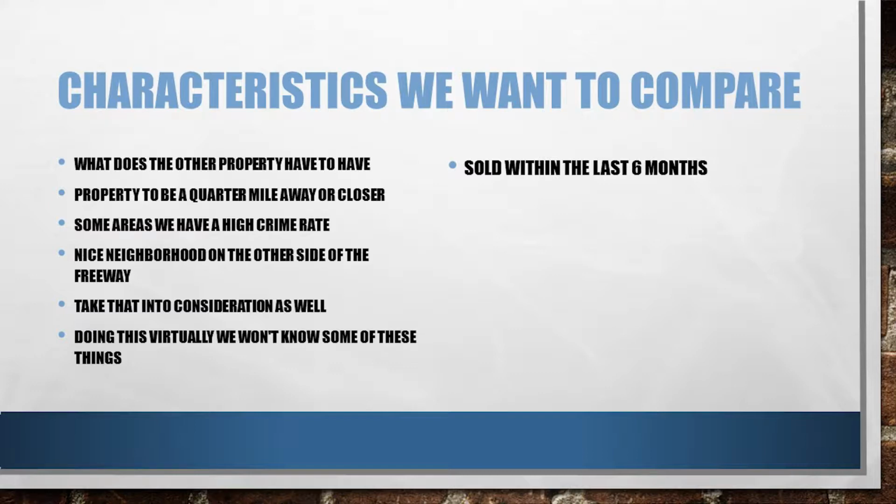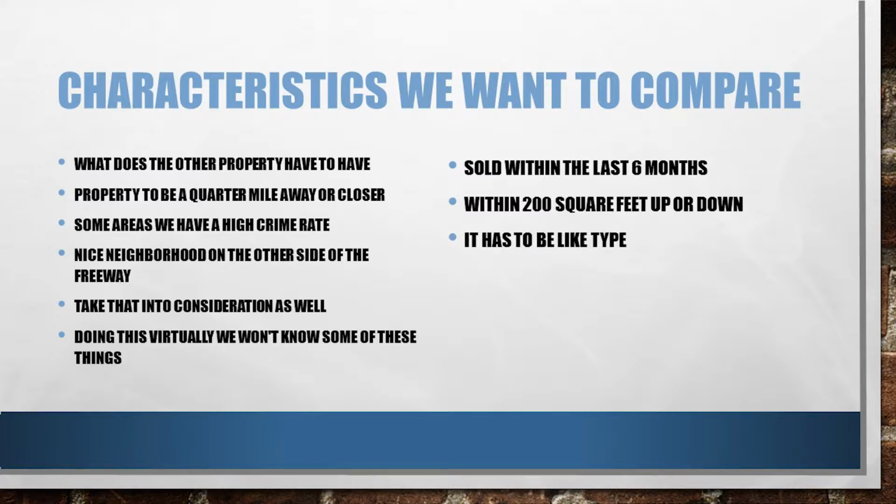I want the subject property and what I'm comparing it to be within 200 square feet up and down. So I have 1,000 square feet, 2-bedroom, 1-bath. My comparables can only be between 800 square feet and 1,200 square feet. So they can't be 1,800, 1,500, 700 square feet. It has to be within 200 square feet up and down.